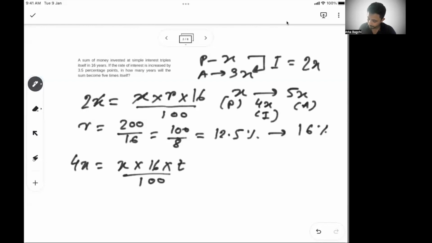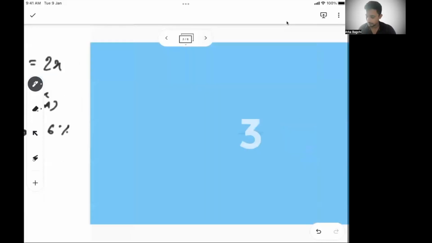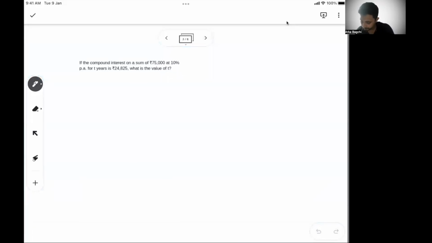Okay, so X gets cancelled. So T is nothing but 400 by 16, or if you divide by 4, this is 100 by 4, it is 25 years. So the answer is 25 years. Yeah. Again, drop a note if somewhere it's unclear. Let's move to the next problem.